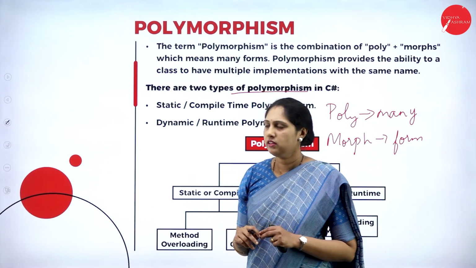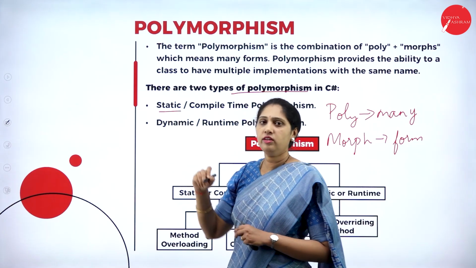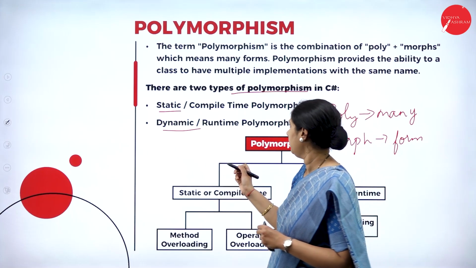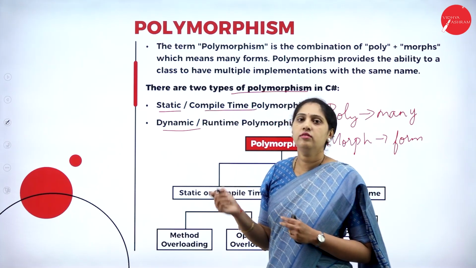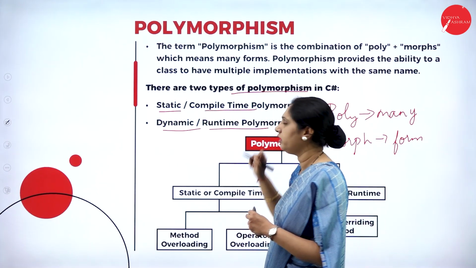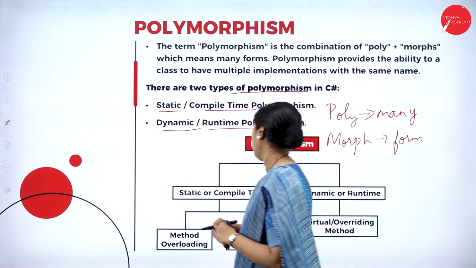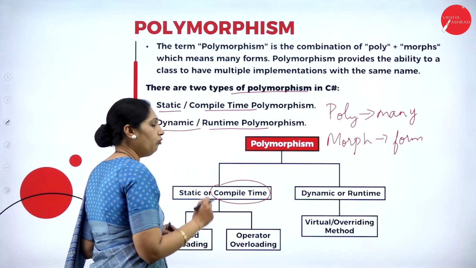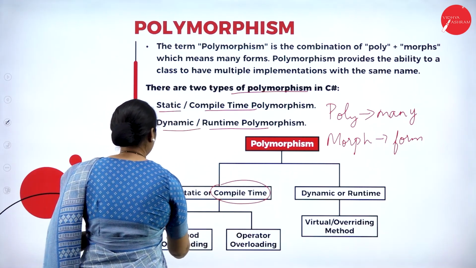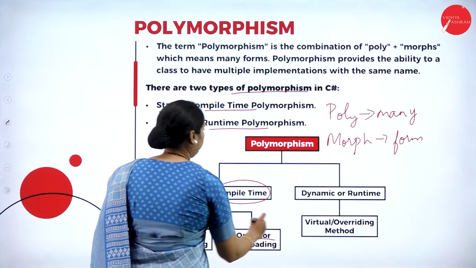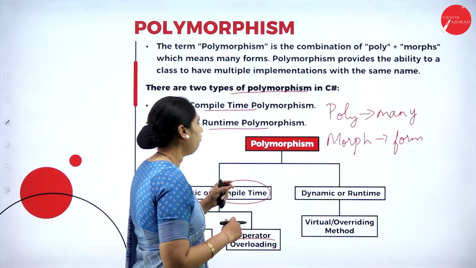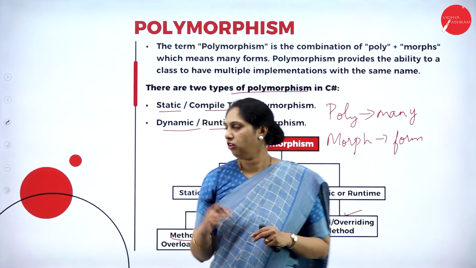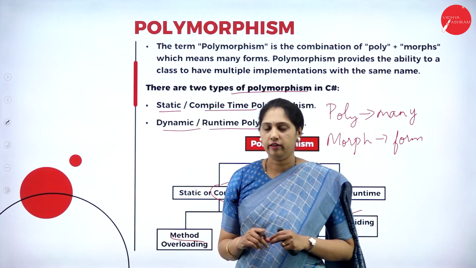Then what are the types of polymorphism? See, there are two types. If I say static, another one will be dynamic. Or instead of static, I can say compile time, and another word for dynamic is runtime. These are the two types of polymorphism. If it is static or compile time, what are the examples here? It can be method overloading or operator overloading. If it is runtime, it can have overriding. We have already discussed this with the keyword override.